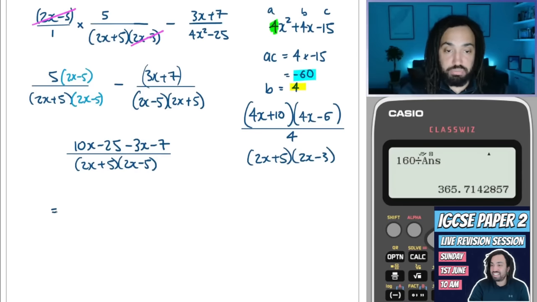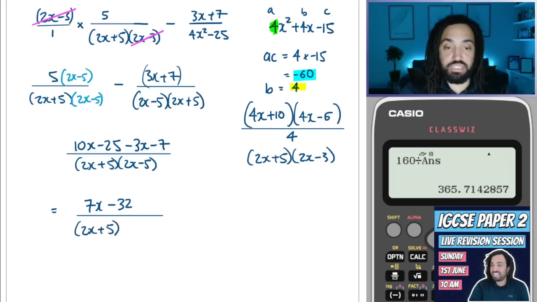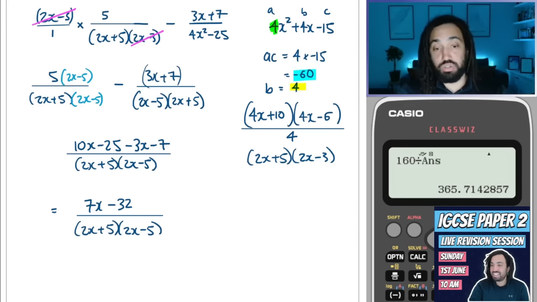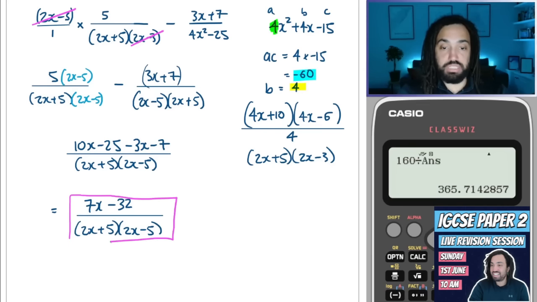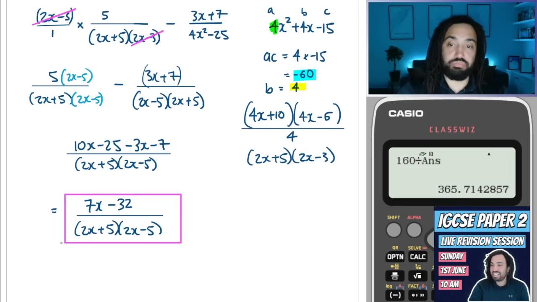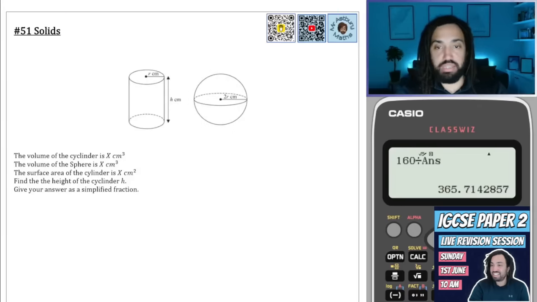And then this can be simplified because we can collect the terms on top to get 7, and minus 25 minus 7 is minus 32. And then we can check, does that have a factor on the top and bottom? No, that top can't be factorised, and it's not on the bottom, so therefore that is the final answer. That's as simplified as we can get it. Perfect. Okay, I thought this question was quite interesting.